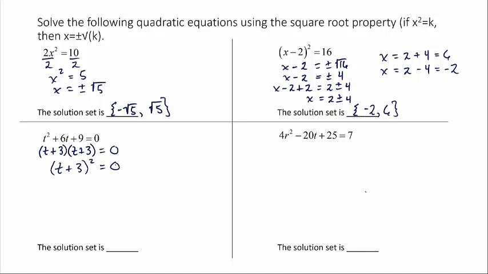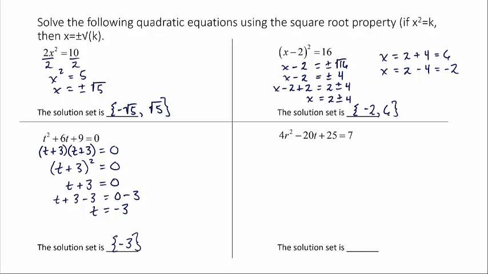Now, when you take the square root of both sides, the square root of 0 is 0, right? So we end up with t plus 3 equal to 0. And of course, we have to subtract 3 from both sides. So t is equal to negative 3. So the solution set would be negative 3.